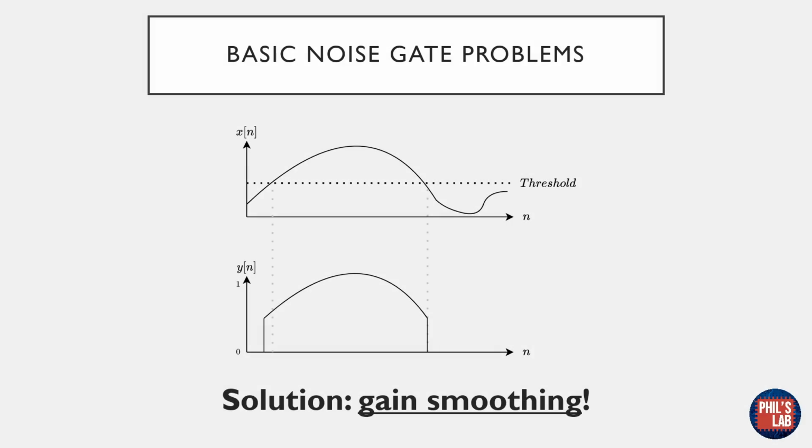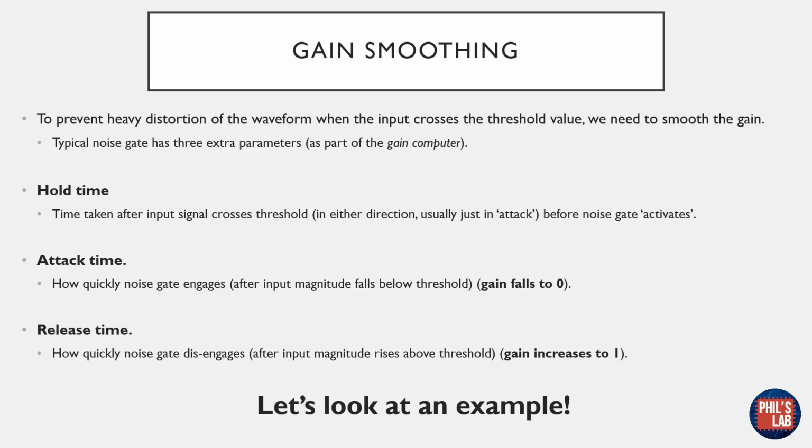The solution to all this is rather simple: smooth the gain. Instead of having this sort of step between 1 and 0, we can have values in between, depending on whether we are engaging or disengaging the noise gate. Gain smoothing is used to prevent heavy distortion of the waveform when the input crosses the threshold value.